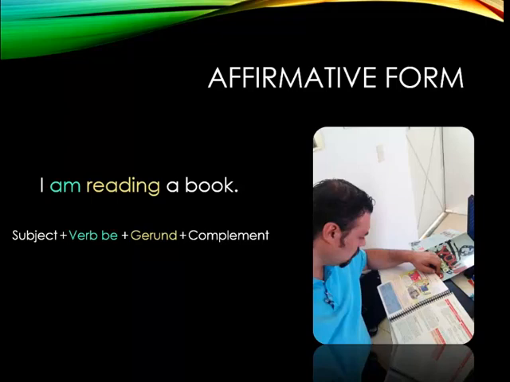Now notice that we have the subject with I, the verb be with am, the gerund with reading, and a book is the complement. Now, gerund, people, we are referring to verbs with ing ending, right? So if a verb ends with an ing, that means it's a gerund. So have that in mind, because we're always going to use the verb be and always going to use the gerund when we are using the present continuous or the present progressive. In this case, subject, the verb be, gerund, and complement. I am reading a book. That is the affirmative form.